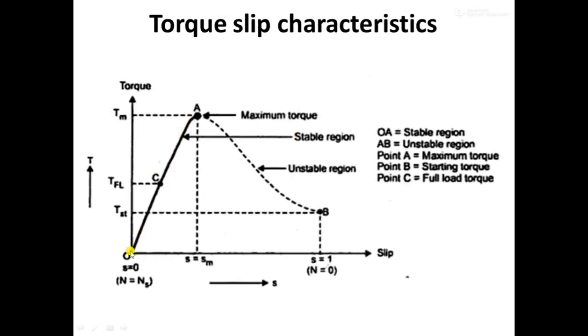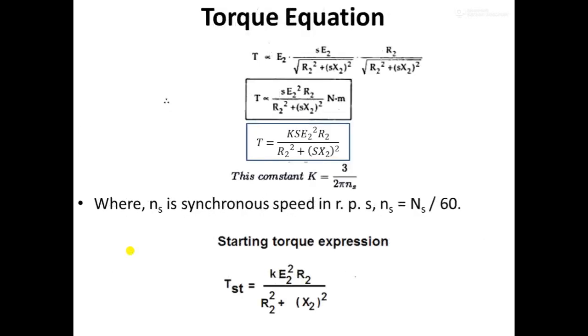Okay. Now consider the high slip region. High slip region is that particular region where the value of slip varies from S is equal to R2 by X2 to S is equal to 1. So here the value of slip is comparatively large comparing with the low slip region. So we just cannot neglect this term.